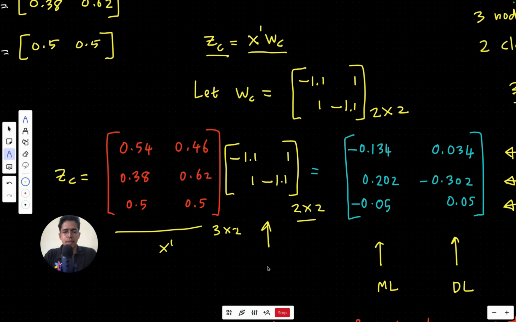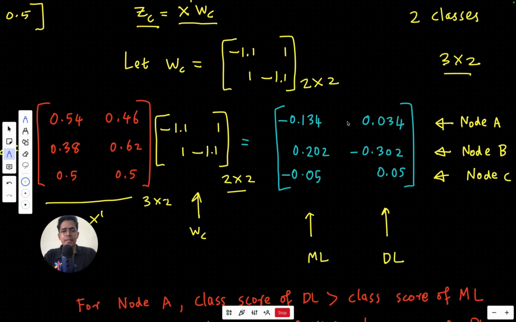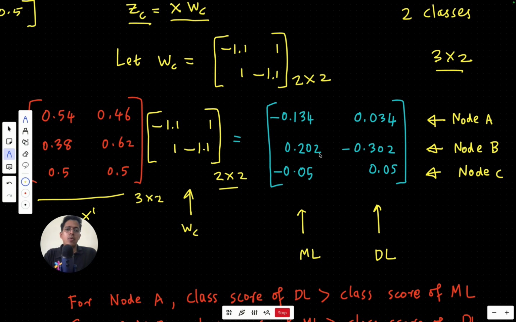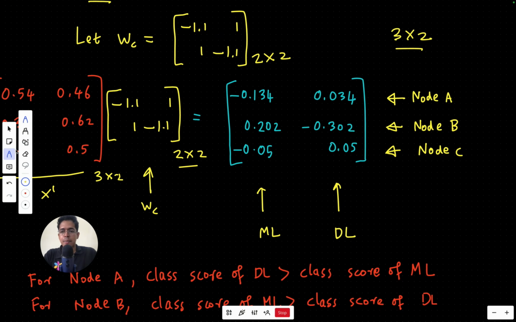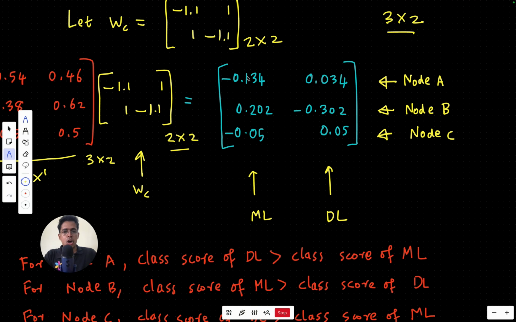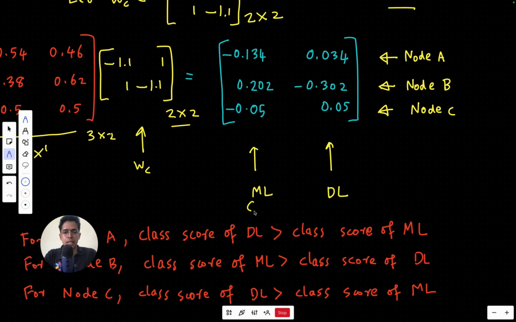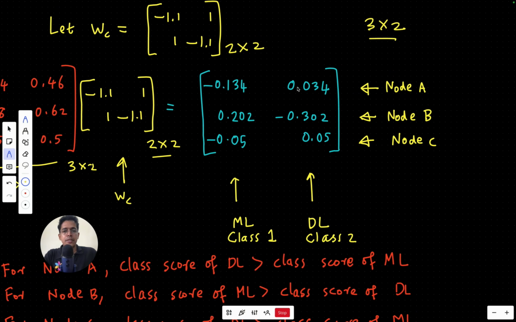This is WC, the classification weight matrix, and we get these numbers. Now we are ready to classify. Let me just focus on this blue matrix. The first column corresponds to class 1. What is class 1? Class 1 corresponds to ML. The second column corresponds to class 2. Class 2 means deep learning, DL. And the first row corresponds to node A, the second row to node B, and the third row to node C.